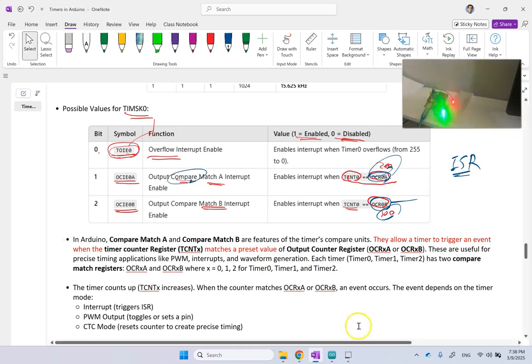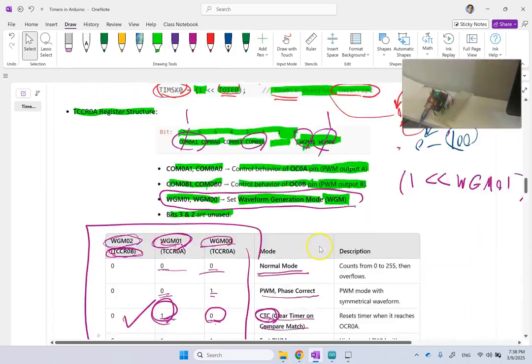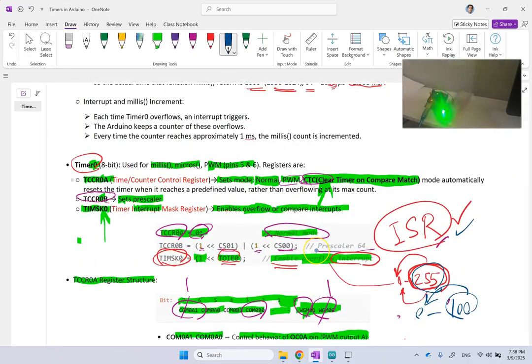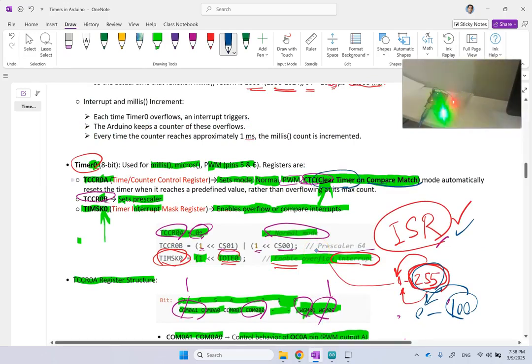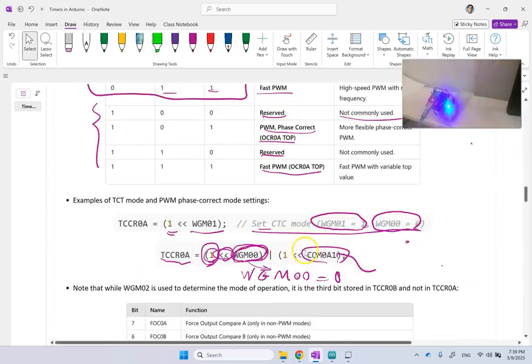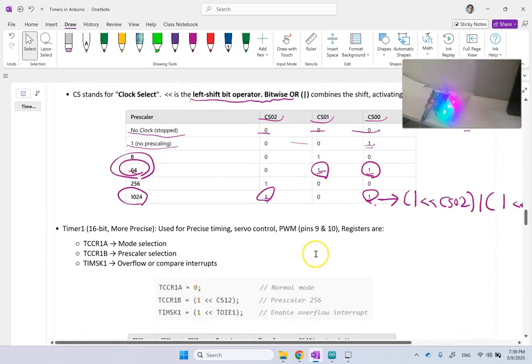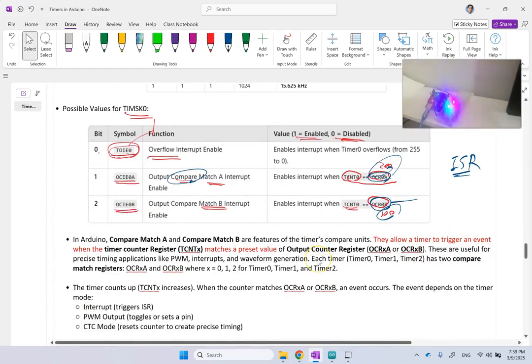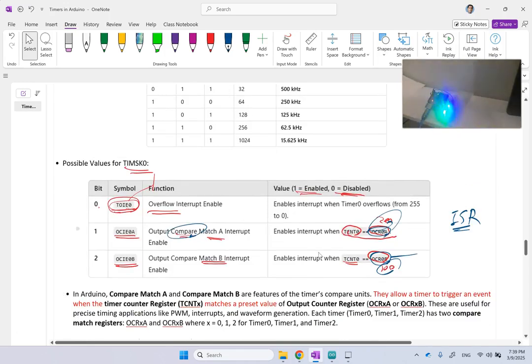Okay, the compare mode, or CTC, which we talked about. CTC means clear the timer on compare match. And clear means go back from whatever the number is, go back to 0, clean it up, and start over. So in CTC mode, you don't count all the way to the max. You count to the max that you determine, not the one that is determined by the number of bits. Okay, hopefully I didn't confuse you further and I could explain what CTC mode is.